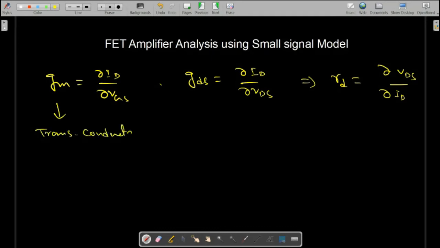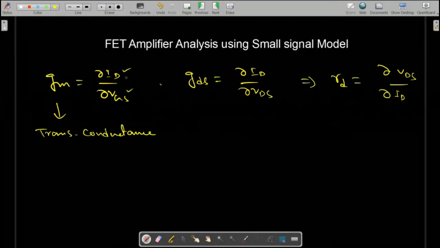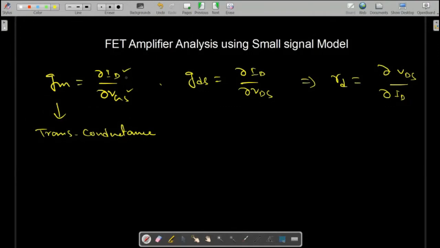So why is it called transconductance? The reason is clear. Check the output current, that is ID, controlled by input side voltage, that is VGS, so that the conductance looks transferable. The effect of input voltage, that is gate to source voltage, is being transferred to the output side. And gds, both are output side parameters. ID is the output current, VDS is the output voltage. So that's why it is called output conductance.